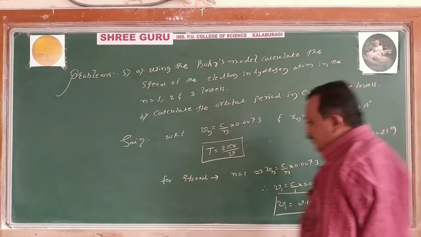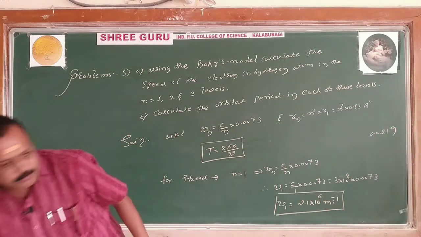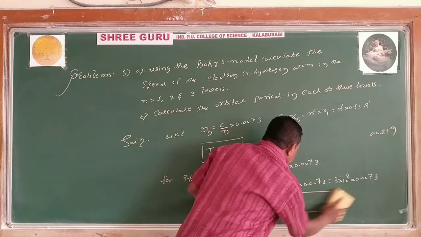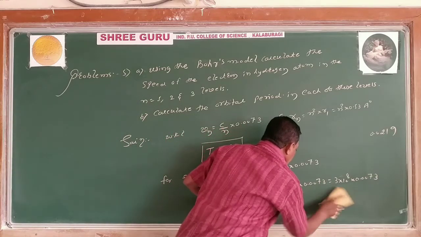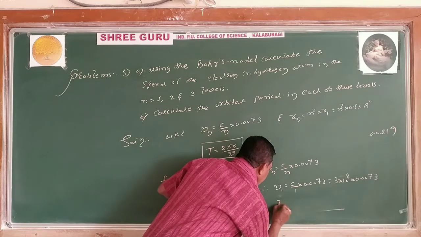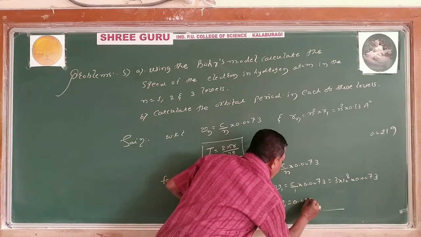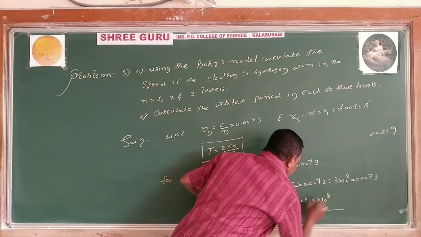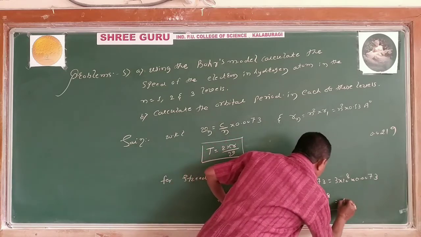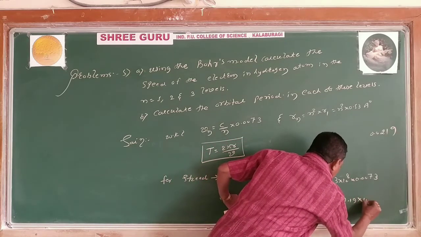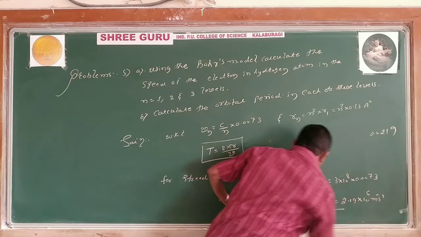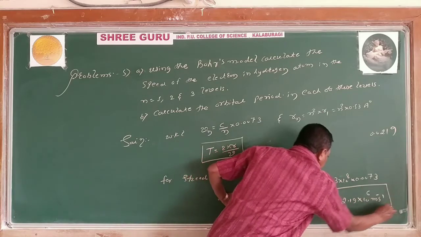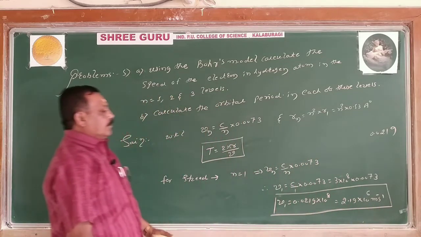So shall I write after the multiplication? If it confuses, let me write one more step. See how much it is: V1 equals to 0.0219 into 10 to the power of 8. Shift 2 places: 2.19 into 10 to the power of 6 meter per second. This is your first velocity, right?